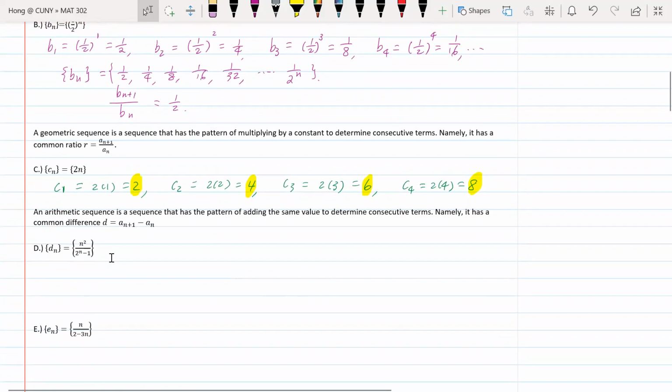Practice D and E. Click pause, practice on your own. At least list the four terms of the sequence. And then when I come back, let's check the answer together.